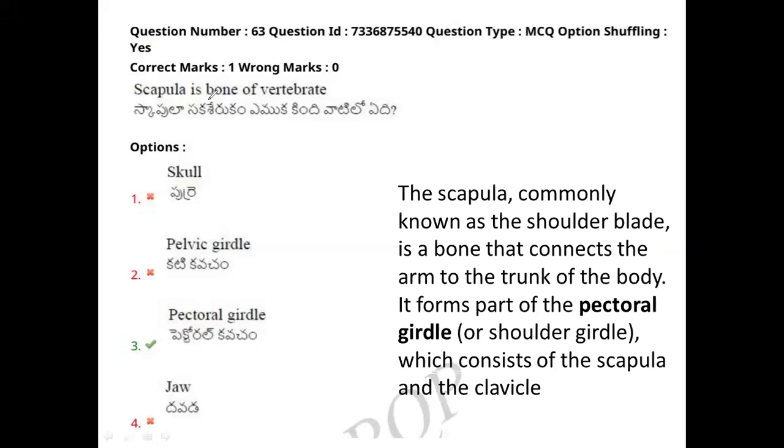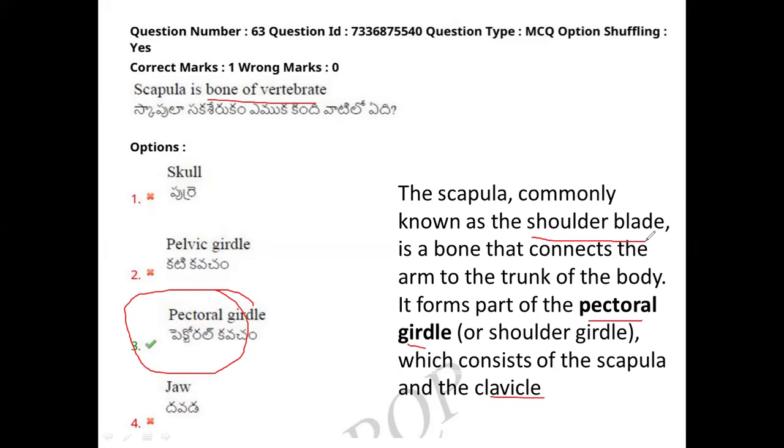Scapula is the bone of vertebrate. So in the vertebrate, the scapula will be forming the pectoral girdle. So scapula and the clavicle, if they combine, it will be leading to the formation of pectoral girdle. Normally we call it as shoulder blade, the scapula.